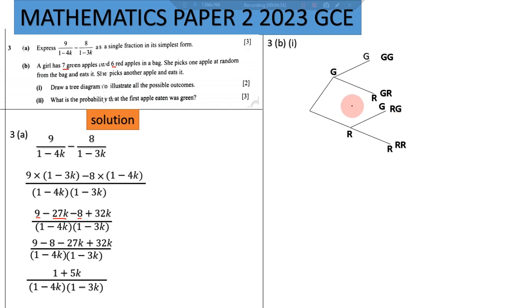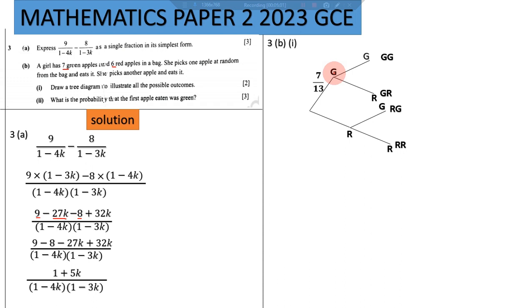Now let us put our numbers here. The probability of picking a green apple is 7 over, what is 7 plus 6? Good, that is 13. So the probability of picking green is 7 over 13. Now since this apple, when it's gotten from the bag, is being eaten, when you eat it, do you replace it?